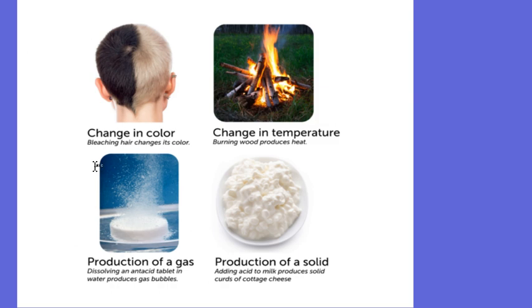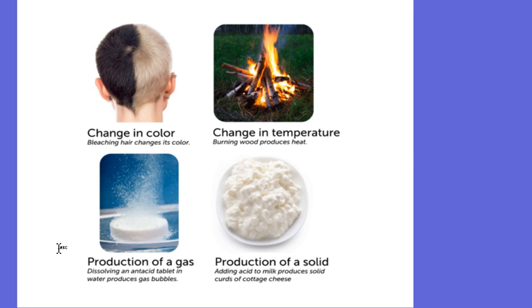So these are some examples. A change in color: bleaching your hair changes its color. There's a chemical reaction that takes place that removes the color from the hair. A change in temperature: burning wood produces heat. We did the cold packs in class. They feel colder. That's a chemical reaction taking place.